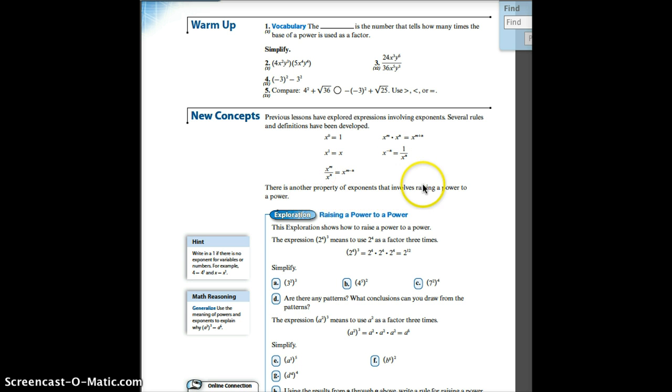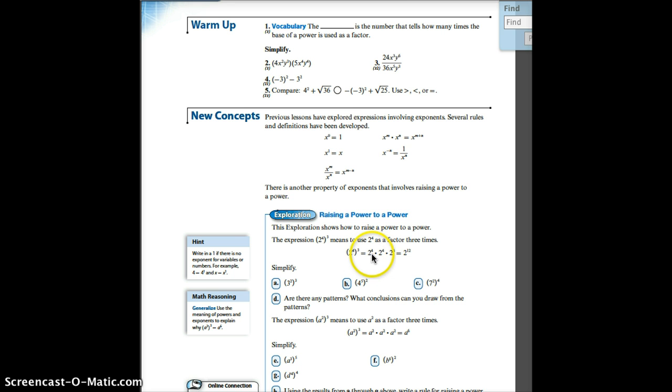There's another property of exponents that involves raising a power to a power. Raising a power to a power means, for example, 2 to the 4th to the 3rd power. This means that you want 2 to the 4th 3 times. So you would have 2 to the 4th times 2 to the 4th times 2 to the 4th. There are 3 of these. That's what the 3 means.